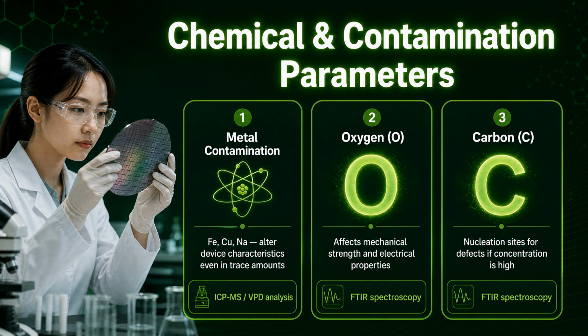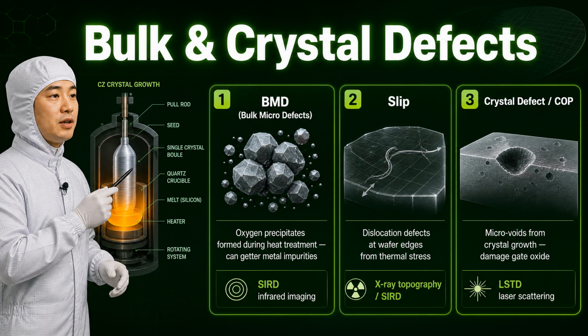device characteristics and reduce reliability; oxygen, incorporated during crystal growth. Its concentration affects both mechanical strength and electrical properties; carbon, another impurity from the growth process. High carbon levels can act as nucleation sites for defects. These chemical parameters are generally measured using FTIR spectroscopy for oxygen and carbon and ICP-MS analysis for metal contamination.